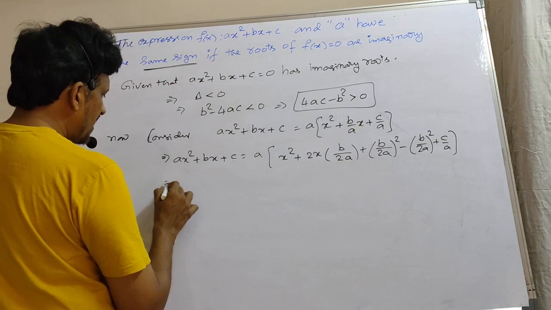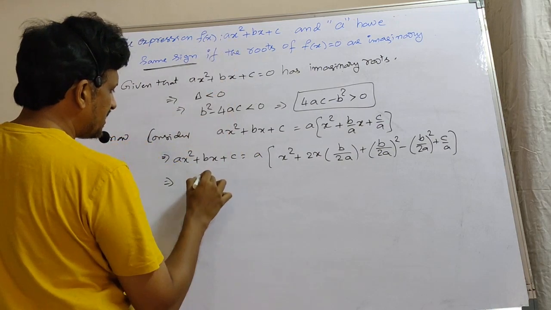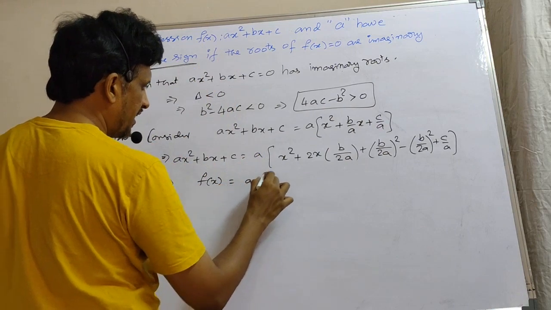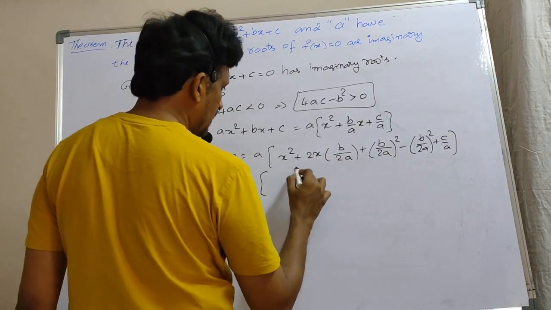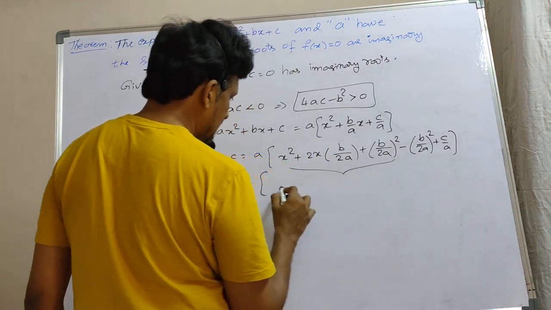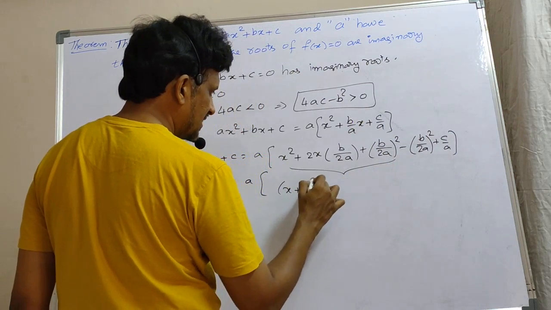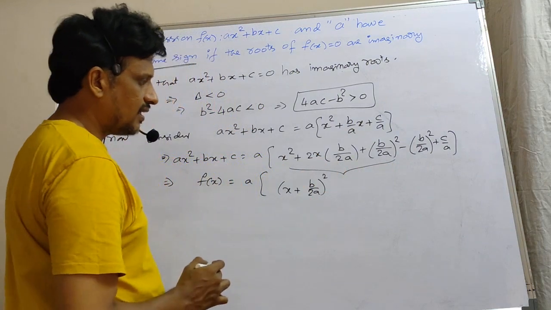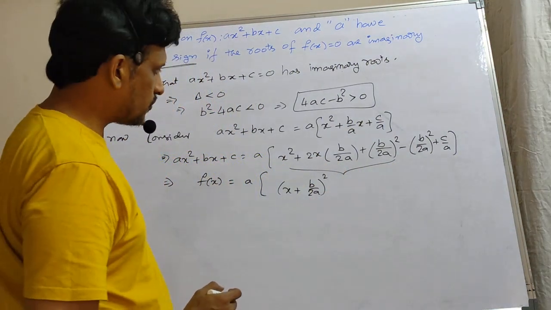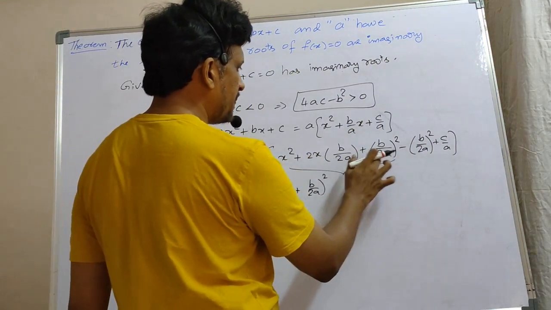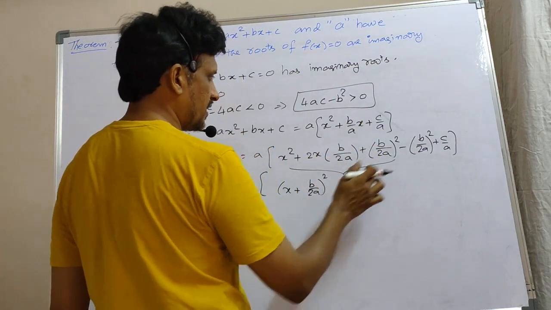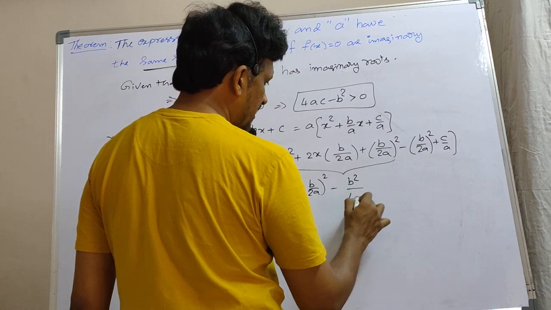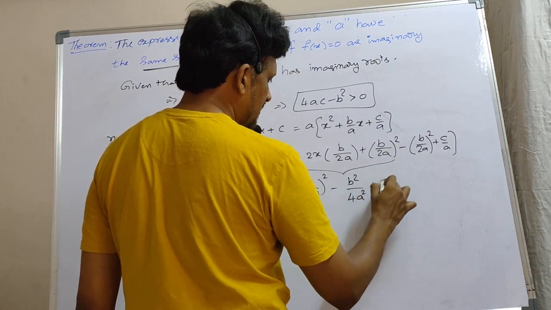And now instead of writing this expression, simply you can replace this by f of x is equal to a into, just observe this one, if you consider this part, you will get a plus b whole square, that is x plus b by 2a whole square. You are getting x plus b by 2a whole square, because the a square plus 2ab plus b square form is there, a plus b whole square. And now this is minus b square by 2a whole square, that is 4a square, plus c by a.